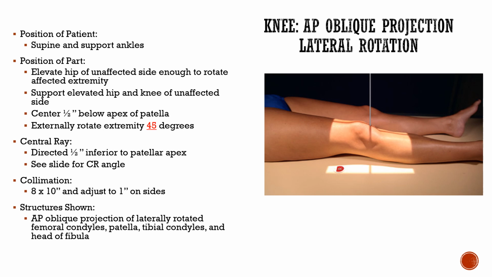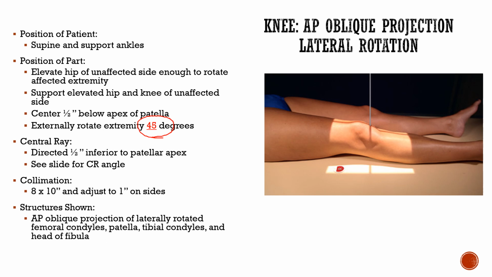On the AP oblique lateral rotation, we're going to have the patient supine and support the ankles. We want to elevate the hip of the unaffected leg enough to rotate the affected extremity. We want to support the elevated hip and knee of the unaffected leg and center 1/2 inch below the apex of the patella. We want to rotate the extremity 45 degrees laterally.